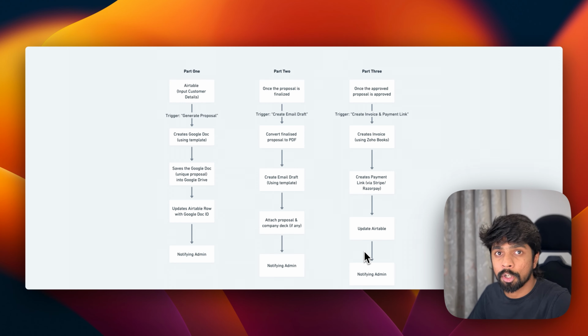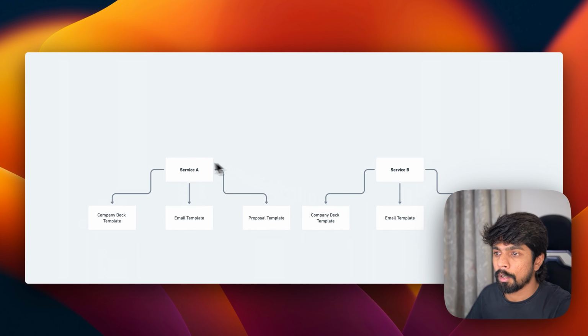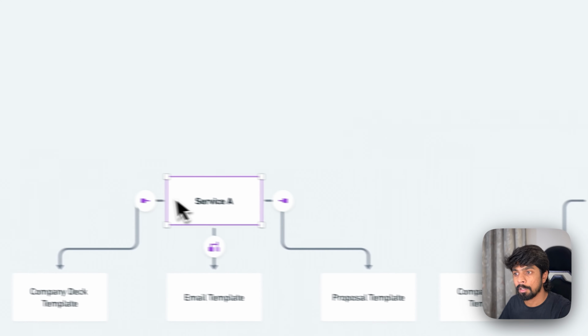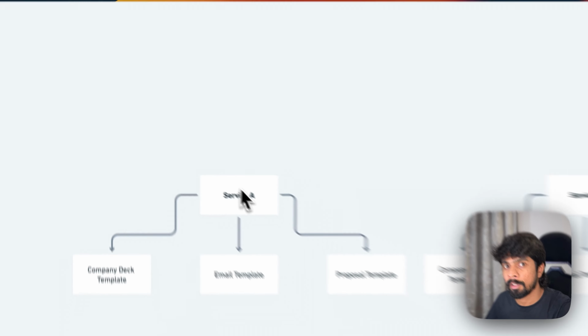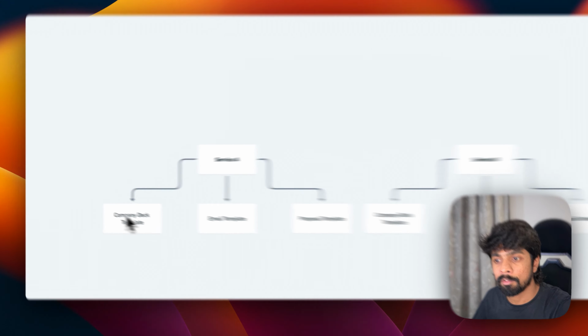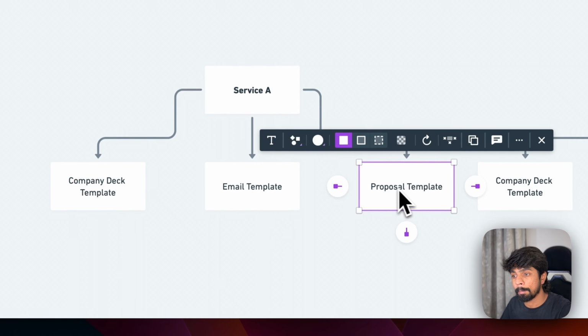Now we'll jump into the execution part inside our Make scenario. So just to make you understand, we have two services. We will be using service A and service B. This can be about a specific thing that we will choose. Both service A and service B will have three independent templates connected to them, which will be a company deck template, email template, and proposal template.